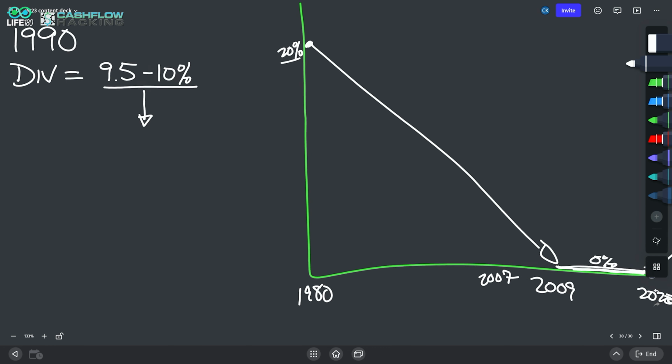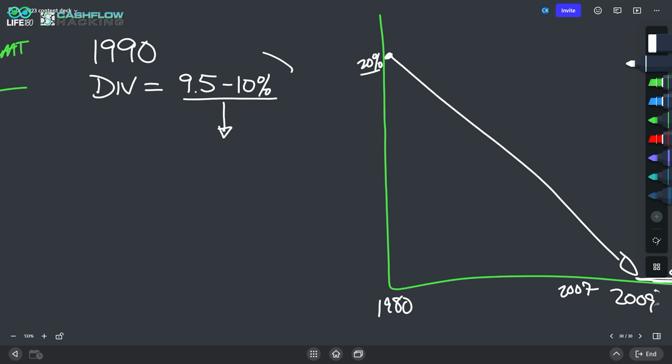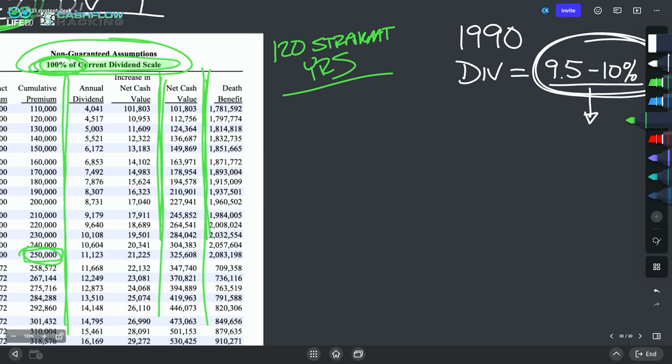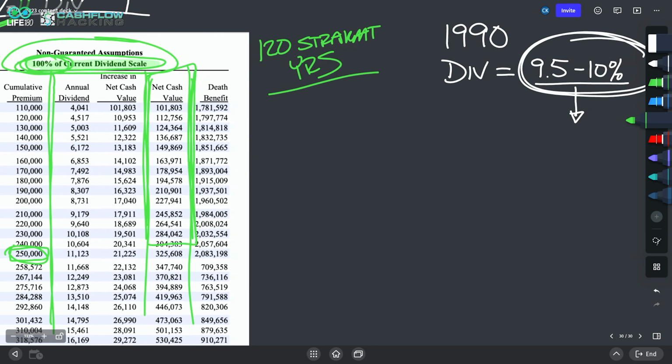Now, what's happening here though is, and I just want everybody to really understand this, at this 9.5% to 10% rate back in, say, 1990, let's just call it, as rates went down, dividend rates, let's just say green is dividend rates, go down as well. And then what happens is that this net cash value column will perform worse, okay? So that's important to understand, that's what's happening here.